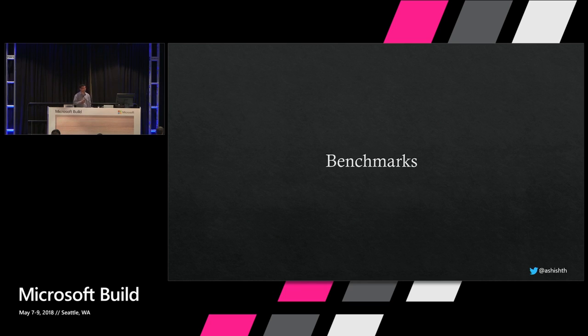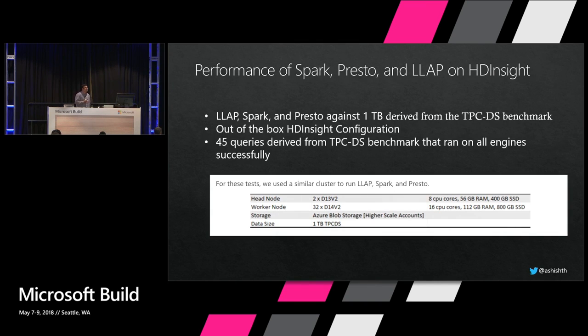All right. So the question becomes, how fast is it? For this test, we ran 45 TPCDS queries derived from the TPCDS benchmark. The reason we ran 45 is that the engines we looked at were Spark, Presto, and Interactive Query, which is LLAP. These were the 45 queries that all of them could run without any modification. That was our criteria. We didn't want to modify any of these queries. In this case, it was a 1 terabyte data set, and we used a 32 node cluster, with the data sitting in Azure Blob Store.